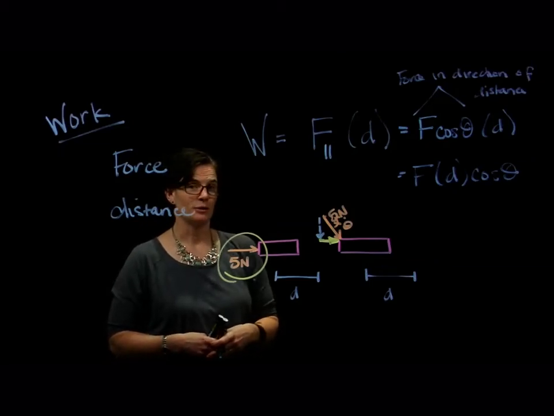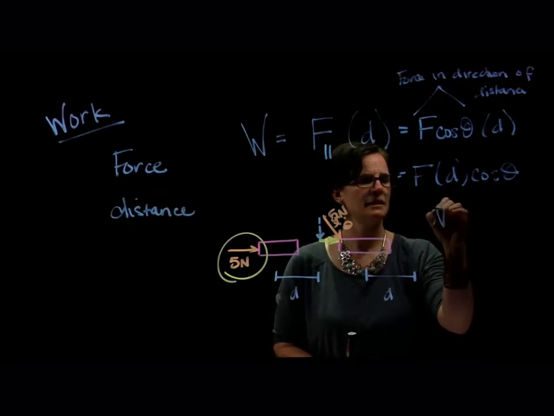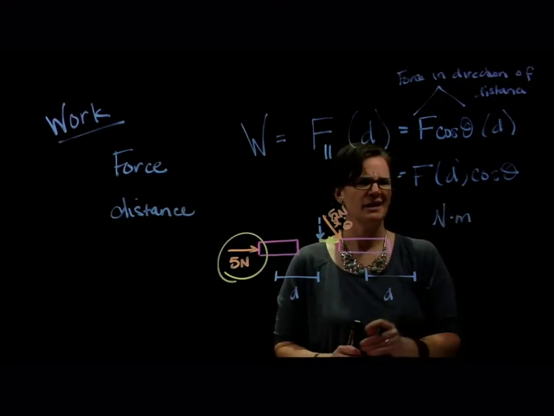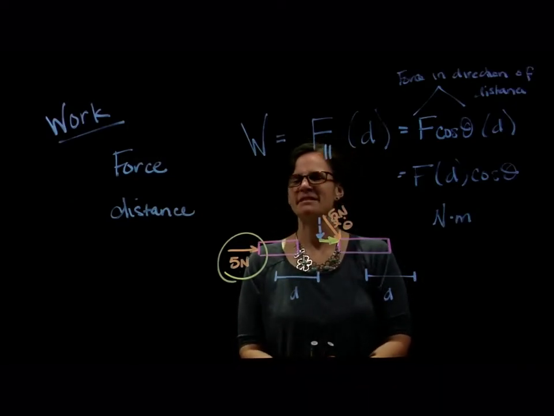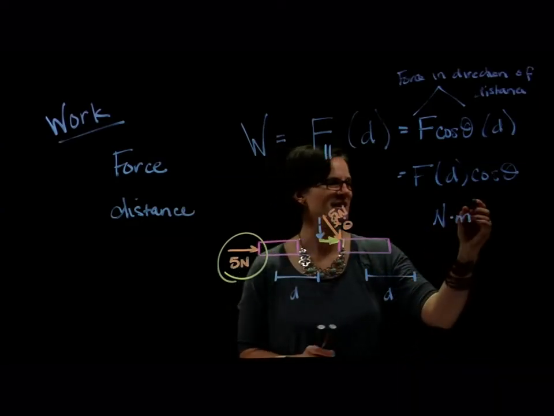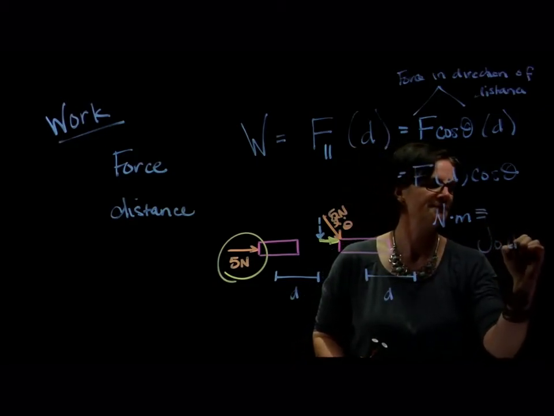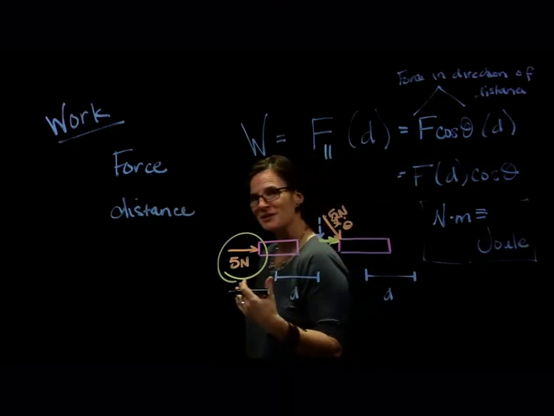The unit for work, well, we have the unit for force, which is Newton, and we have the unit for a displacement, which is the meter. So this sort of looks like a Newton meter, which was our unit for torque. Turns out this is not a Newton meter. I mean, it is a Newton meter, but it goes by another name. The unit for work is called the joule. So, our unit for work is the joule.